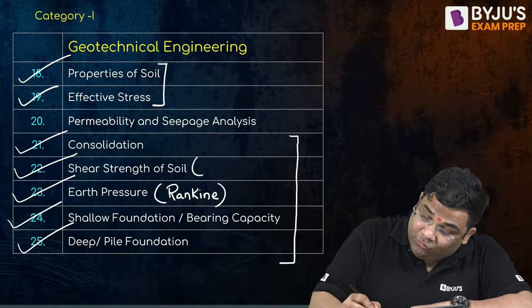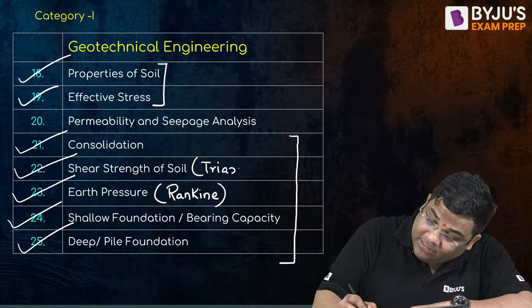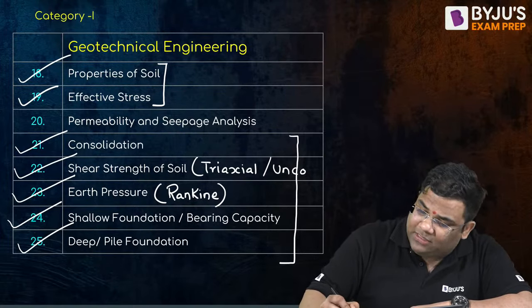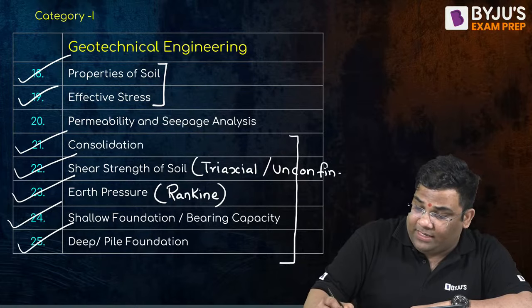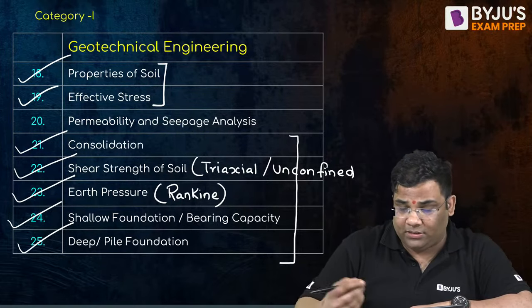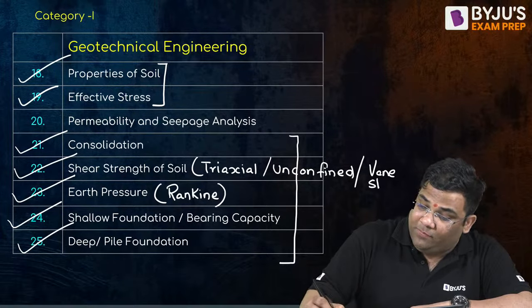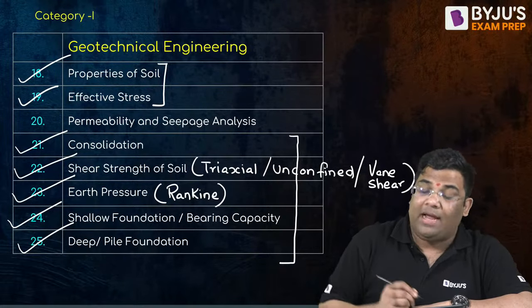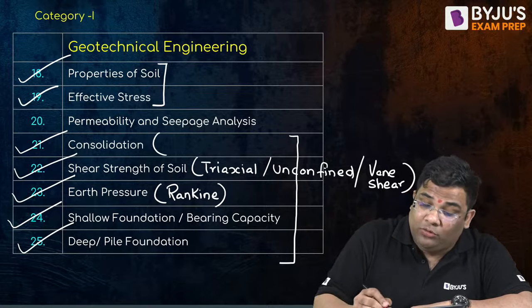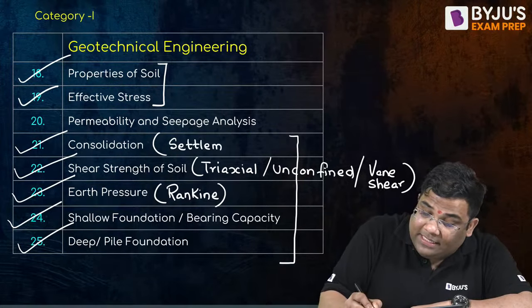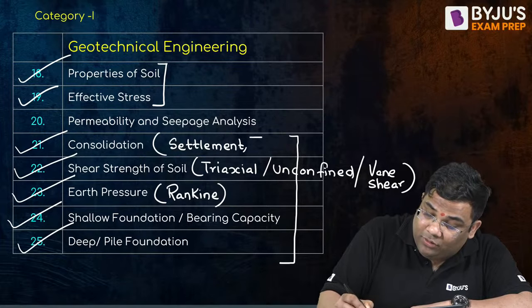In shear strength, you should cover what? Triaxial test completely. And then the unconfined compression test, which is one of the special cases of triaxial. And then the vane shear. But I can say the most important one is triaxial only. Consolidation, there will be two things: the amount of consolidation settlement, and second, the time for consolidation. This you should complete.